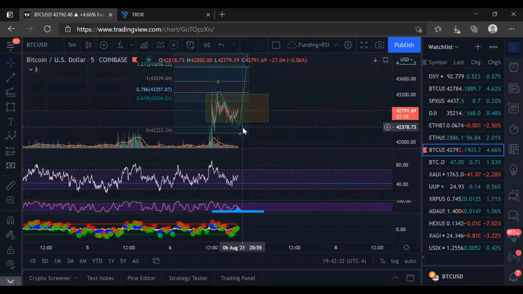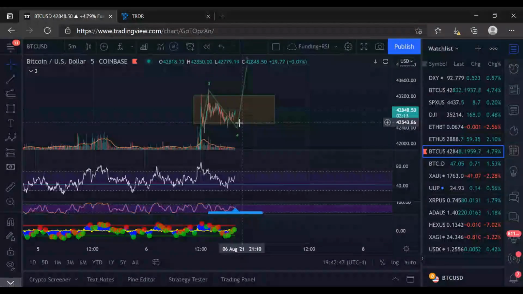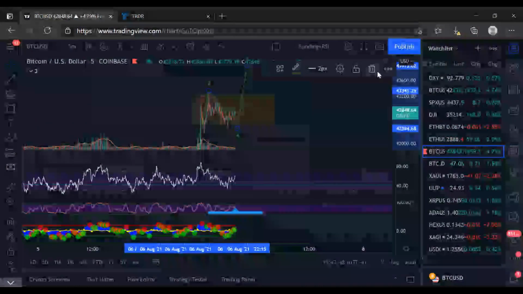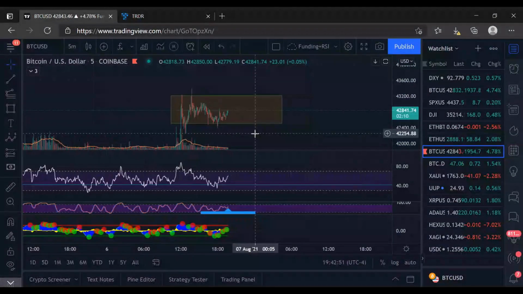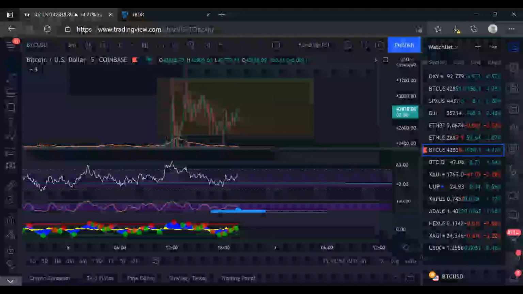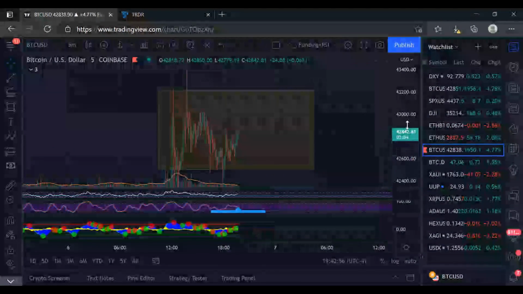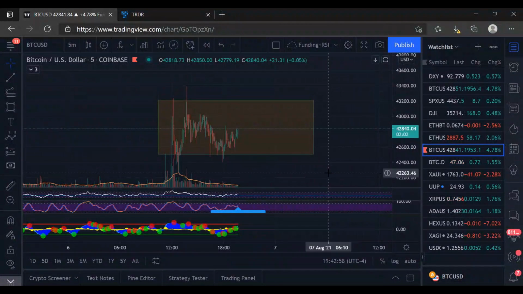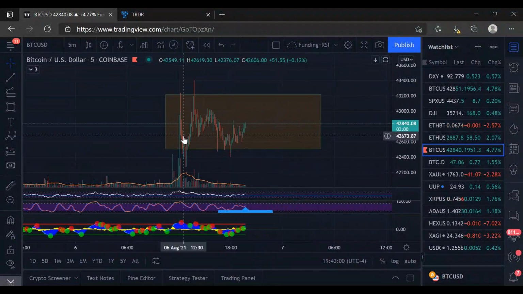So let's zoom into this current wave that we're looking at right there. Inside this box, take off some of the drawings. Let's dissect what's going on here. So we've got an impulse down. You see ABC, ABC, WXY maybe is going to play out right here.